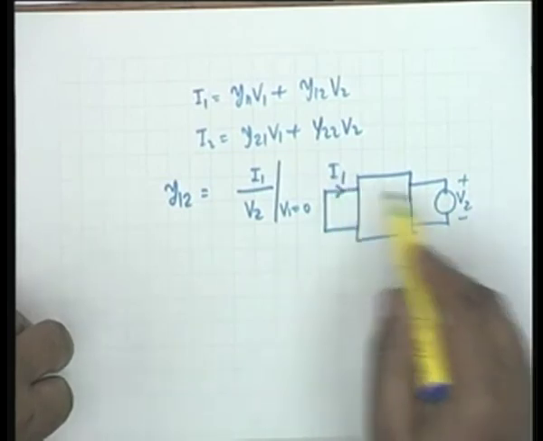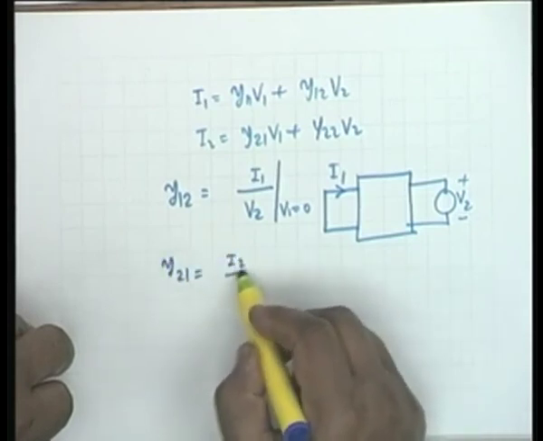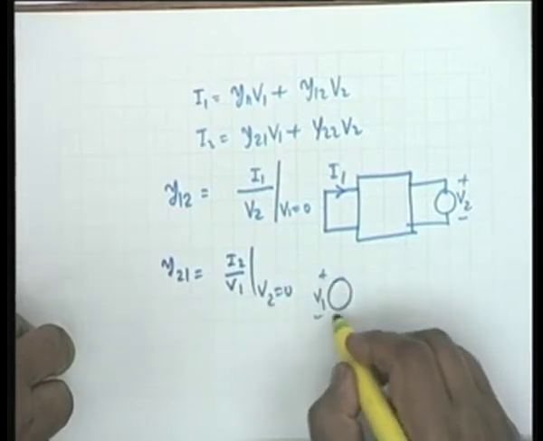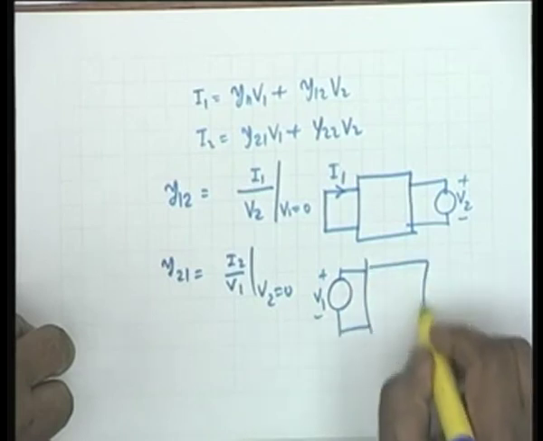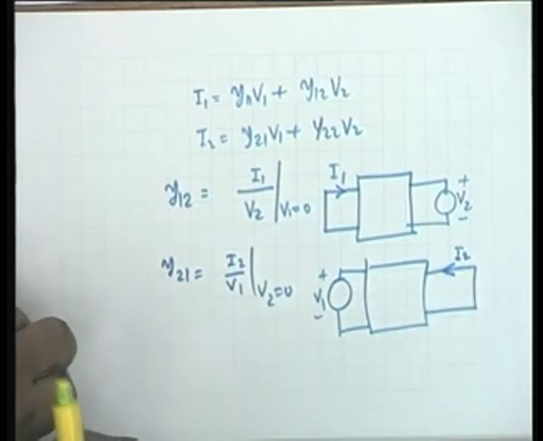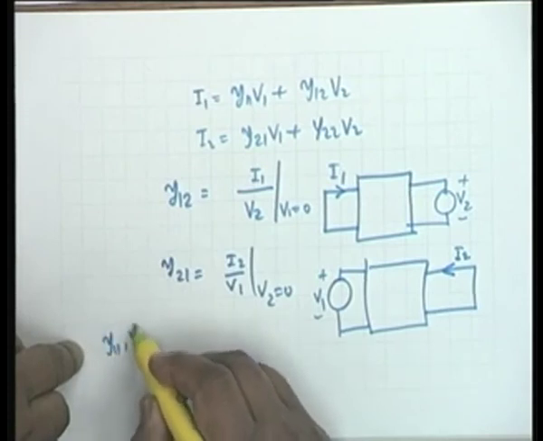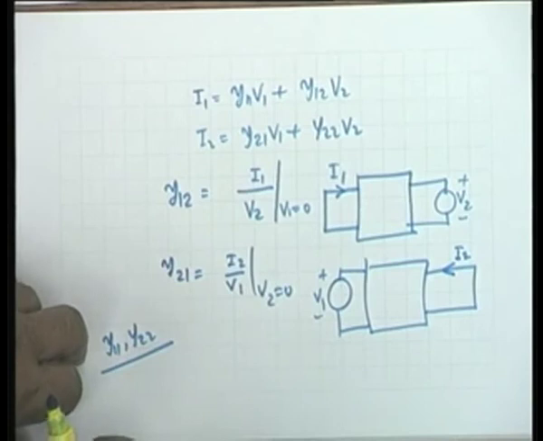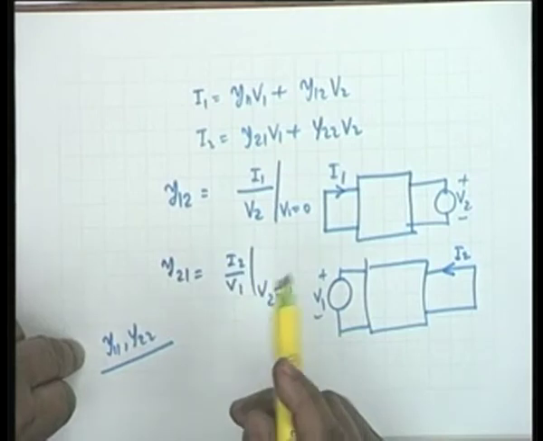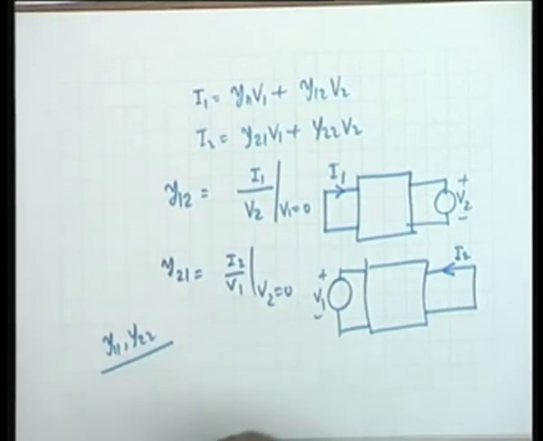This ratio I1 by V2 shall be y12, and similarly y21 is I2 by V1 with V2 equal to 0, that is, you connect a V1 source, short circuit the other port, and measure the current coming up. If you notice, y11 and y22 are driving point parameters, and y12 and y21 are transfer admittances. Two of them are driving point and two are transfer.